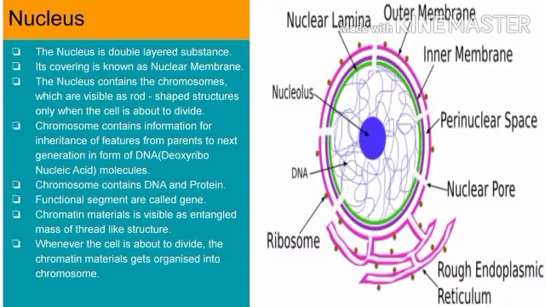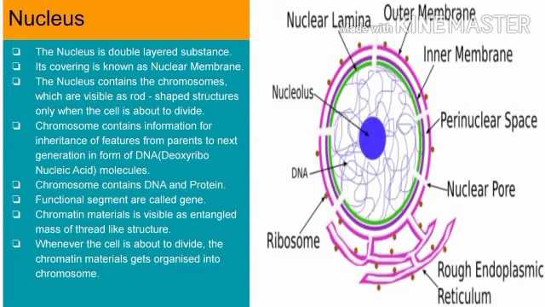Our next topic is the nucleus. The nucleus is double layered. Its covering is known as the nuclear membrane. The nucleus contains chromosomes, which are visible as rod-shaped structures only when the cell is about to divide. Chromosomes contain information for inheritance of features from parents to the next generation in the form of DNA. The DNA full form is deoxyribonucleic acid molecule.